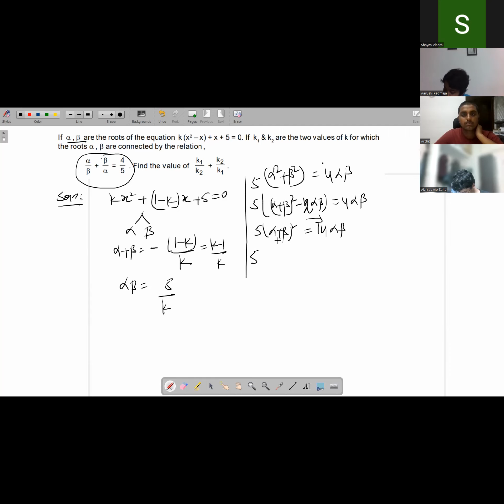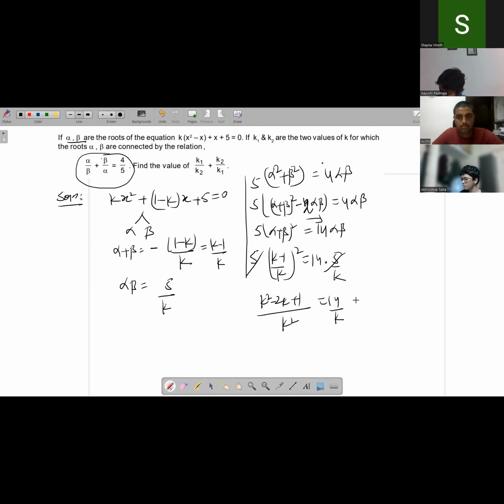Now put the value. What is the value of alpha plus beta? Here we have (k minus 1) upon k. So 5 times (k minus 1 upon k) whole square equals 14 times alpha beta. What is alpha beta? Alpha into beta is 5 upon k. So 5 gone. This is (k square minus 2k plus 1) upon k square equal to 14 upon k. And we know that k can't be 0.